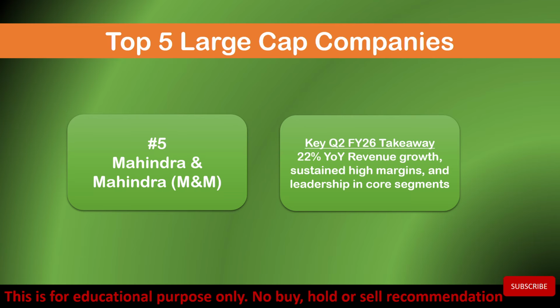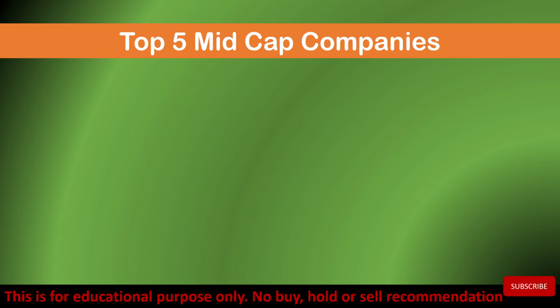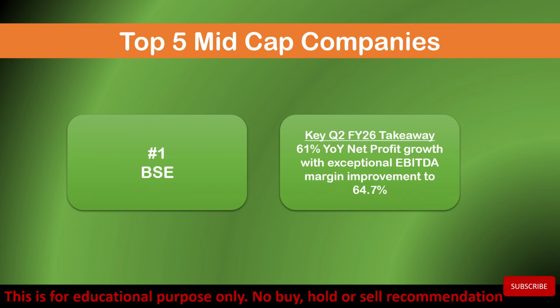Now let's move on to the top five mid cap companies. So in the top five mid cap companies, the first company is the BSE. BSE has shown 61% year on year net profit growth with exceptional EBITDA margin improvement to 64.7%. Now it's a very good result. We have seen a major correction in BSE stock price, but since then it has given exceptionally good results, and the quarterly results too are extremely good based on all the four metrics that I have used for this analysis.